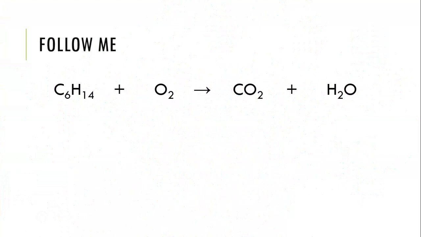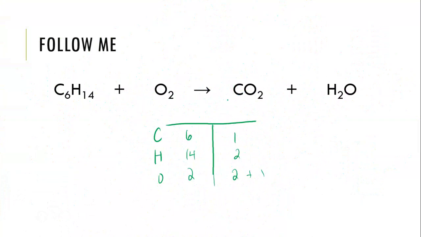Okay, let's try another one. Again, we have C, H, and O. There's 6 to 1 C's, 14 H's on the left and 2 on the right, 2 O's, and then 2 plus 1. Same advice I just gave you. Start with the easy stuff. Start with the C's. Start with stuff that's not split up.